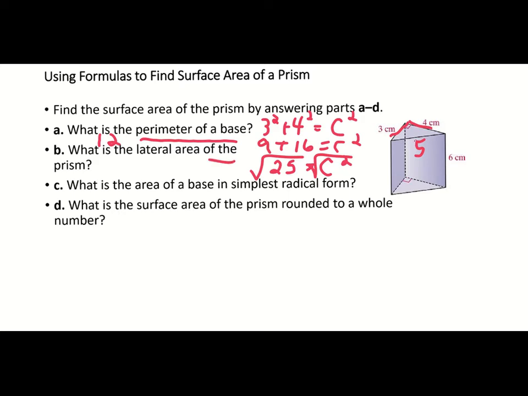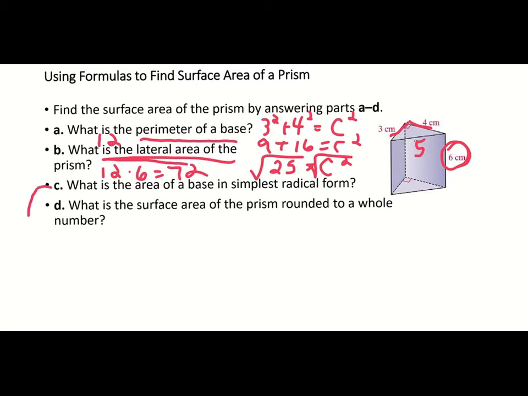Now they want the lateral area of the prism. So remember, it is the perimeter times the height of the prism. So the perimeter is 12. We do 12 times 6. And my lateral area is 72.